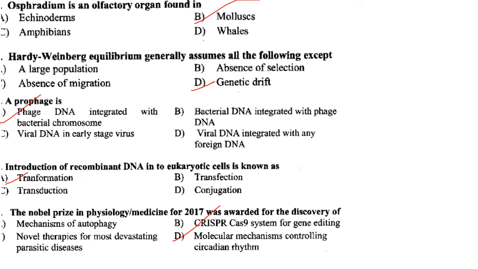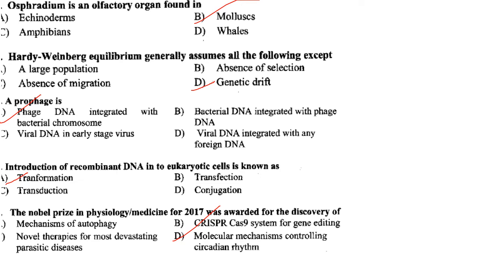Answer is option D. Genetic drift is variation in the relative frequency of different genotypes in a small population owing to the chance disappearance of particular genes as individuals die or do not reproduce. So that is genetic drift, and Hardy-Weinberg doesn't assume genetic drift. A prophage is a phage DNA integrated with bacterial chromosome. Answer is option A. Introduction of recombinant DNA into eukaryotic cell is known as transformation.